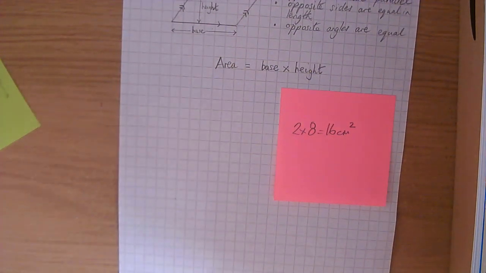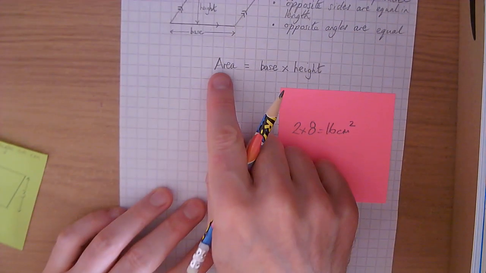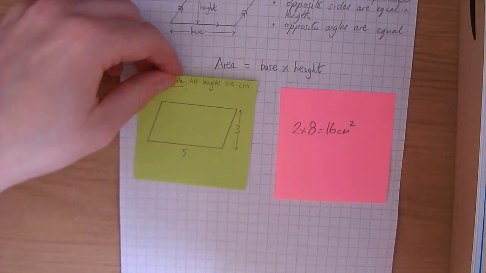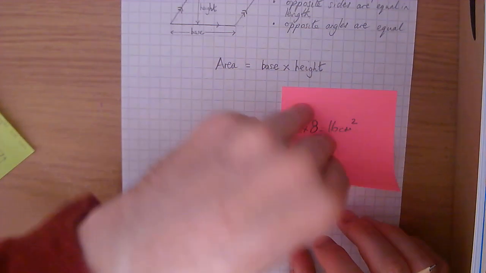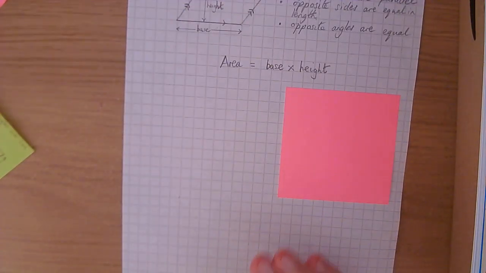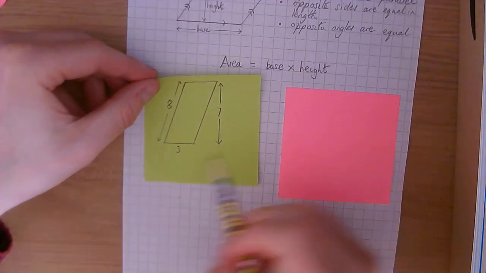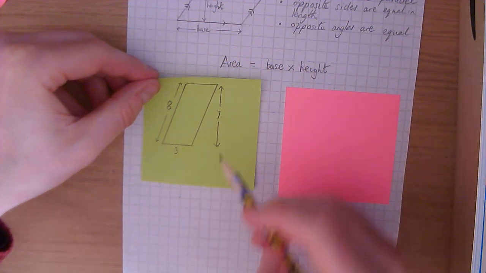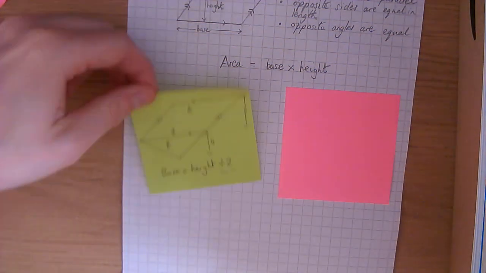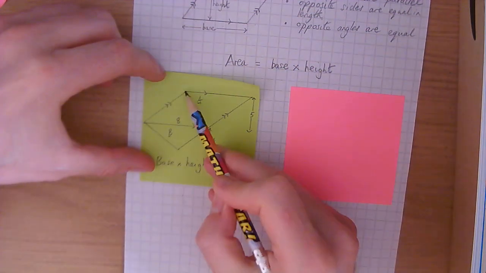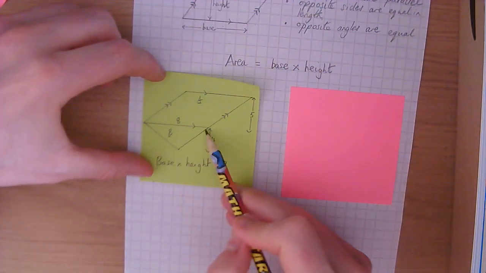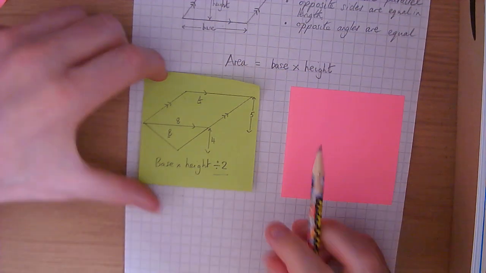Let's have a quick recap. So the formula, remember, is base times height. Simple on that one, 5 times 3, really straightforward. And on this one, be careful on these questions that you do the base times the vertical height. So it's 3 times 7. If you get a compound shape, remember you need to split it into two. So you work out this area, you work out this area, and you add your answers together.